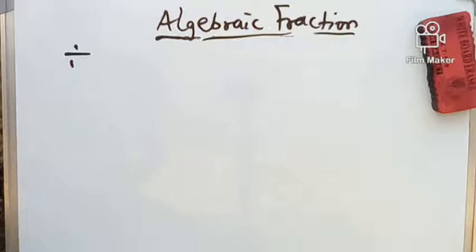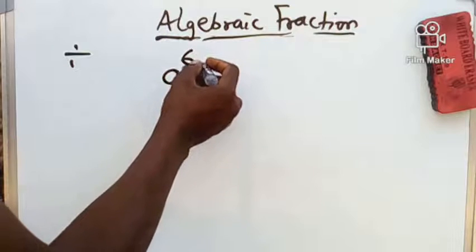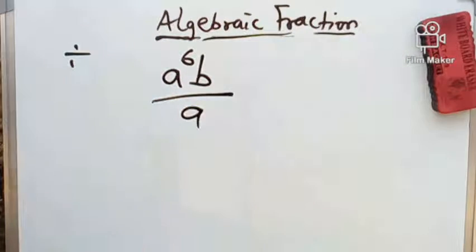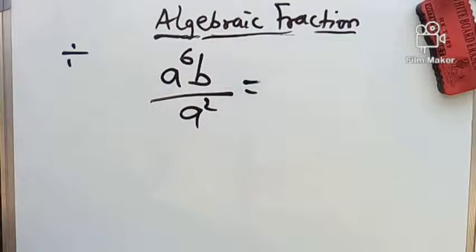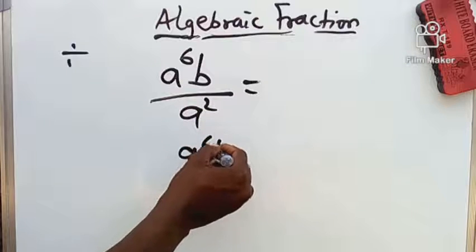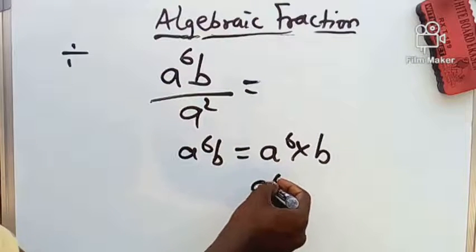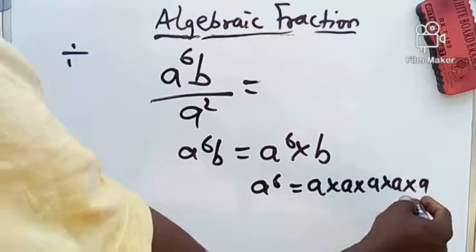So let's say we have a combination of two variables. What do we do? Let's say we have a to the 6th power b divided by a to the 2nd power. How do you simplify this operation? How do you divide? To divide this operation, you have to reduce the given variable to its lowest term. You have to remember that a to the 6th power b is the same thing as a to the 6th power multiplied by b. And a to the 6th power means a multiplied by a multiplied by a multiplied by a, that is a multiplied 6 times.